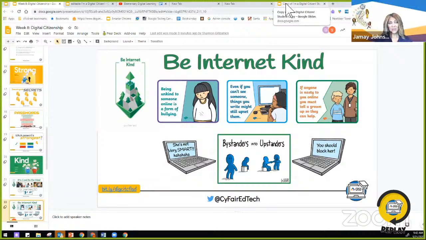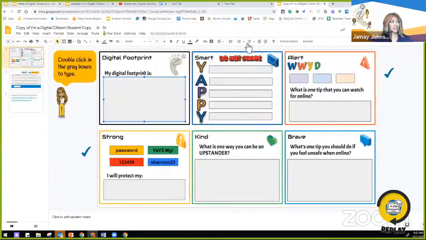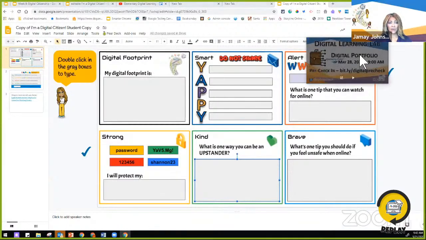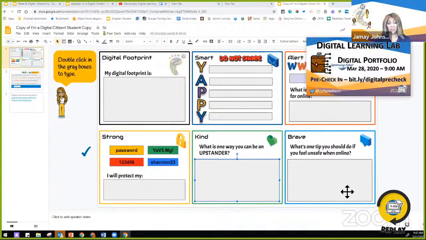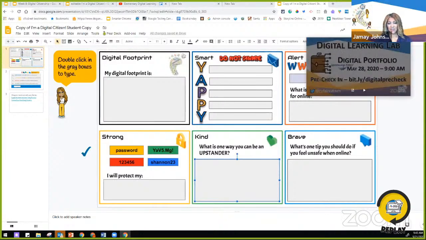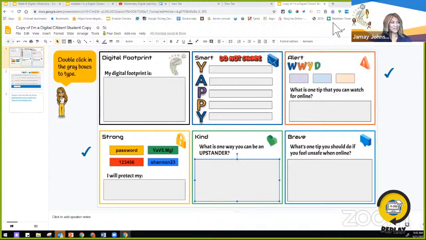Absolutely. And I just want to mention quickly, remember to go back to your little copy and you can add in what is one way you can be an upstander. We are excited that you'll be able to double click in here and put that in there. And don't forget the picture in picture. Remember, you can bring that over and you could actually have that on there while you're filling this out. So we want to make sure that you're doing those things, because we're really excited that you guys are on, and we want to make sure you have some great online tips.